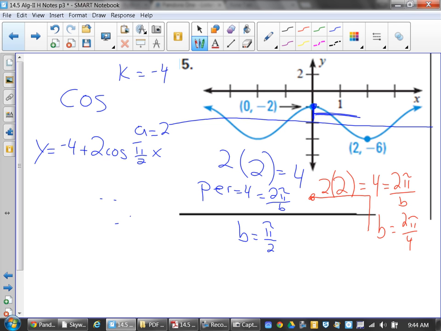The negative 4 is k? All right. What I want you to notice is that you have the maximum and minimum. Your y value is your maximum in the ordered pairs, and it's at negative 2. The minimum has an ordered pair y value of negative 6.